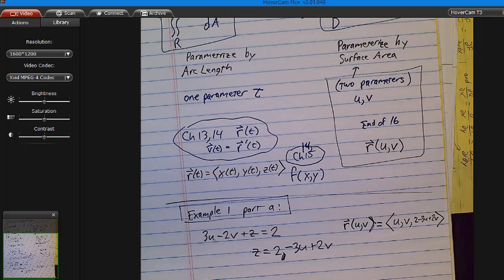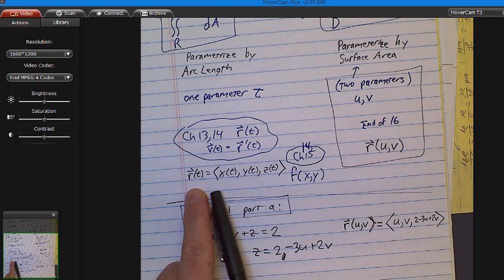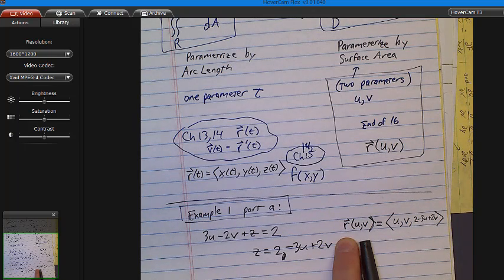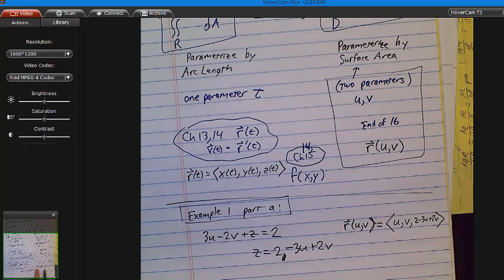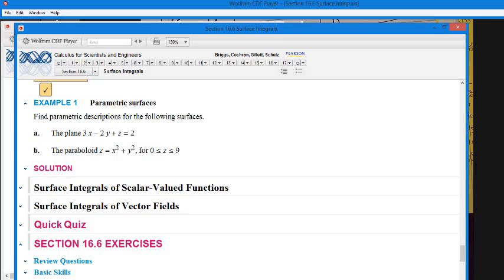What does 0, 0 correspond to? I guess 0, 0, 2, right? This plane goes through 0, 0, 2. And this is an important idea because just like it was helpful for us to work with r of t, we're going to find we can do an awful lot by working with r of u and v. So where do we go now? Well, we want to talk about surface integrals here in a minute.